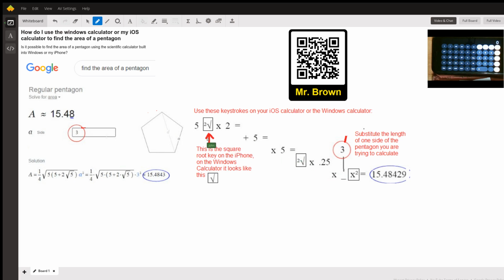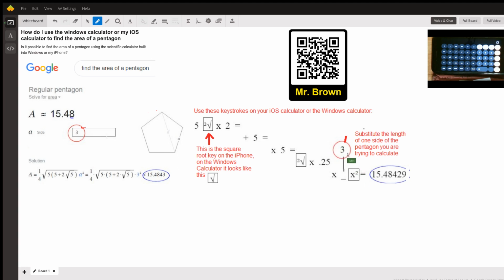And then the only thing that you need to know is that the square root symbol on the iPhone looks like this, but on your Windows calculator it looks like this. And you need to know that this is the x squared key. All the other x's are actually the multiplication key, which looks just like that on the phone. So I want to make sure there was a distinction between multiplication and x to the second power.